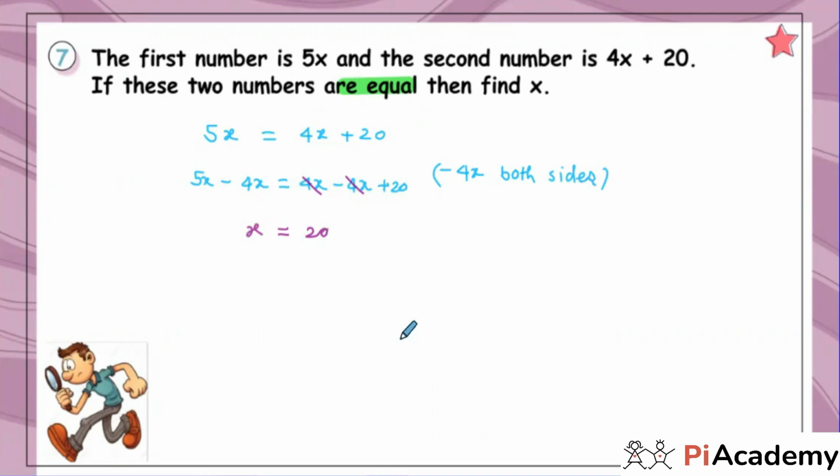So is there anyone who gets a different answer? If you have a different answer other than 20, then you can keep your raise hand option, otherwise remove it. If you are not getting 20, then you can raise. So I can see there are 3 members. Okay, Arav, what is your doubt? I got the answer 5. But how? Like 5x equals 4x plus 20, is that right?